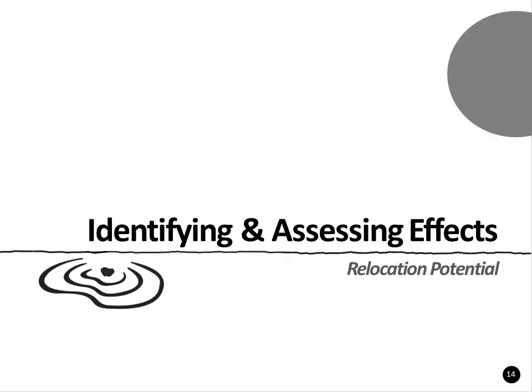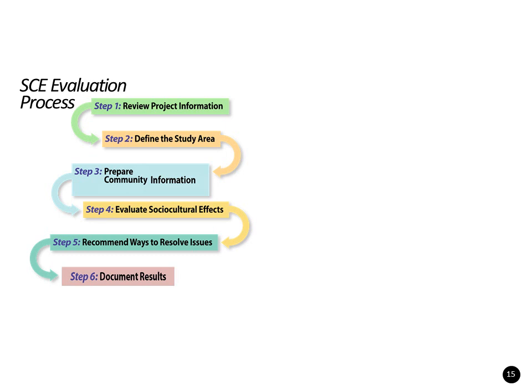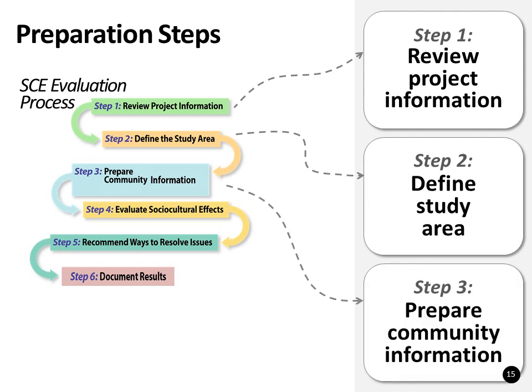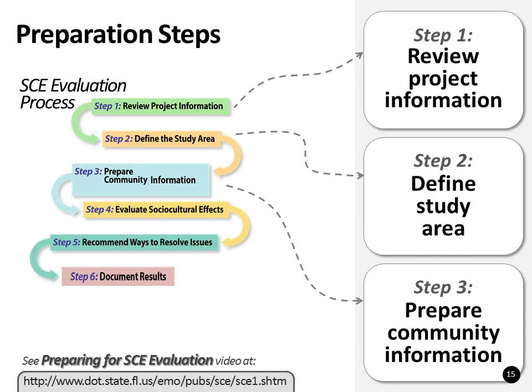Now that we have framed the issues, let's walk through the process for identifying and assessing potential relocation effects. Identifying and assessing project effects are performed in Step 4 of the sociocultural effects evaluation process. At this point in the process, we will have already completed Steps 1 through 3, which involve reviewing the project information, defining a study area encompassing any areas with relocation potential, and collecting data describing the demographics and community resources in the study area. These steps are discussed in more detail in Preparing for SCE Evaluation, a video in the department's SCE evaluation training series.